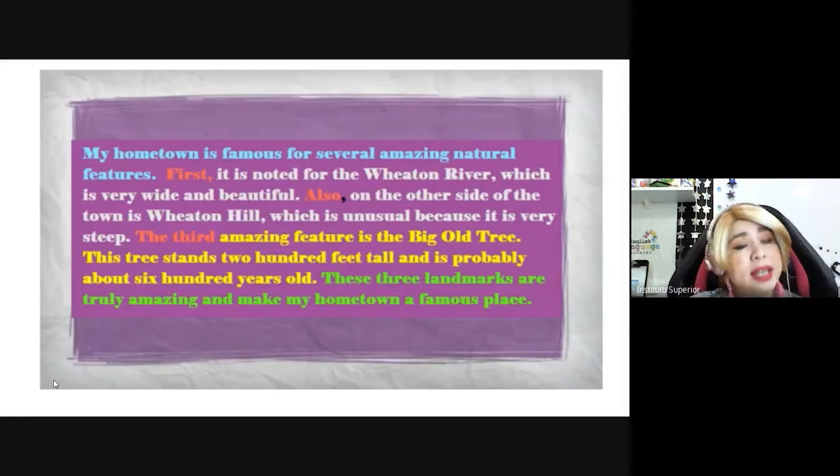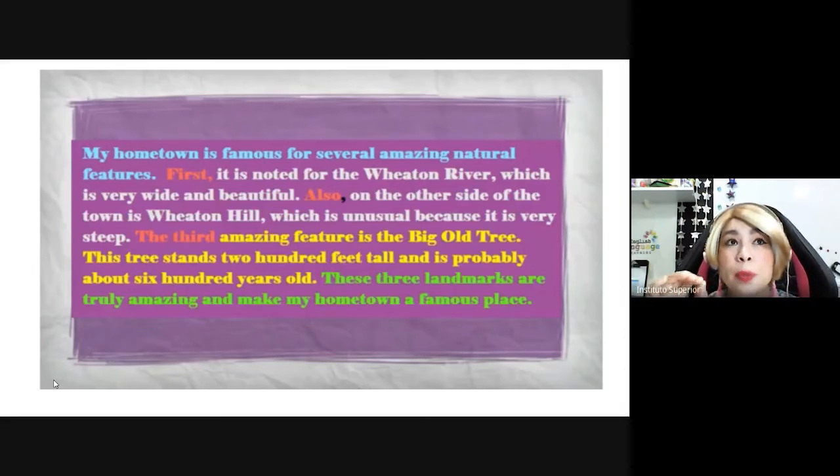So if you notice again, we highlight the topic sentence in turquoise. My hometown is famous for several amazing natural features. So I'm stating the main idea, my hometown, and I'm saying why it is famous because it has several amazing natural features. That's the because. Then I use connectors: first, also, third. I use three connectors to give flow to the ideas.